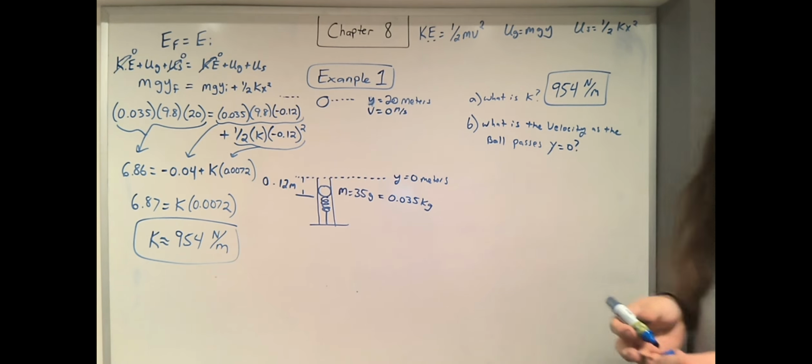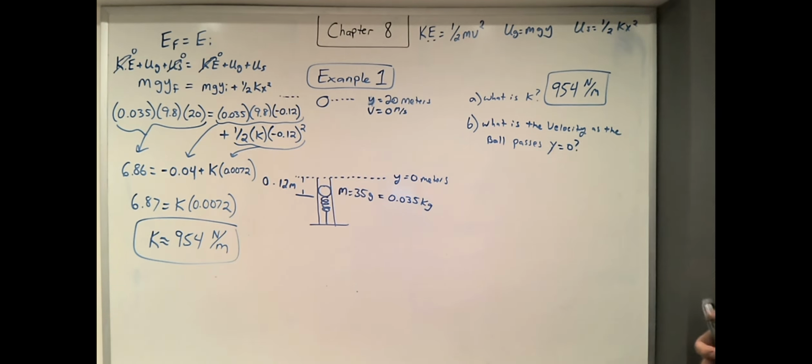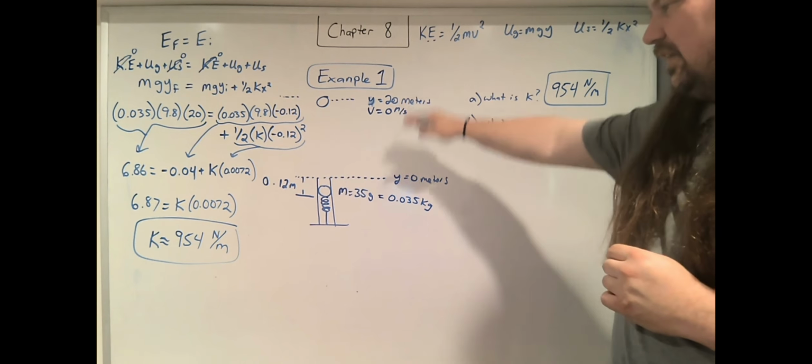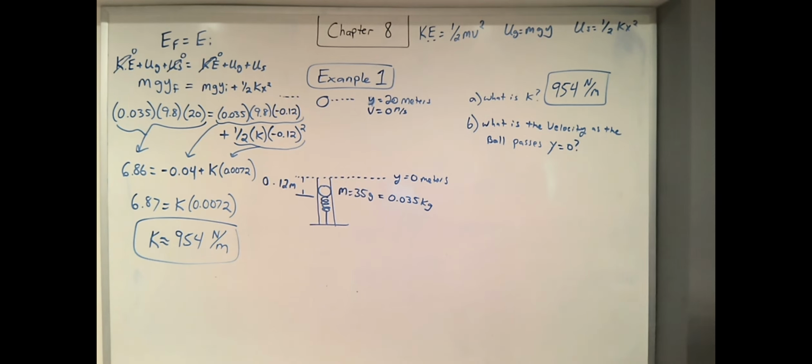Okay, there's our answer for part A. Hopefully that made okay sense. I wanted to use the two points, the end point and the initial point, at the very top and at the very bottom, because that involved the spring. I was looking for the K constant. I wanted to pick those points to use as my reference, my final and my initial.